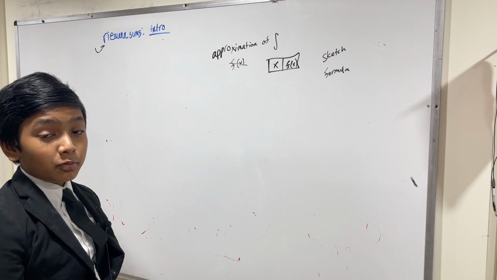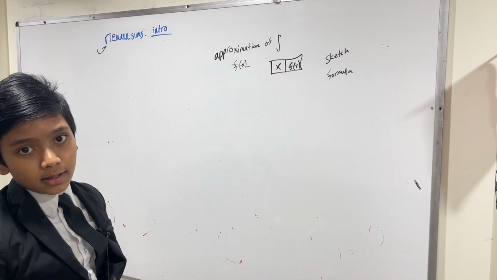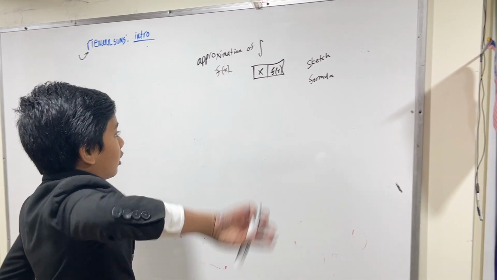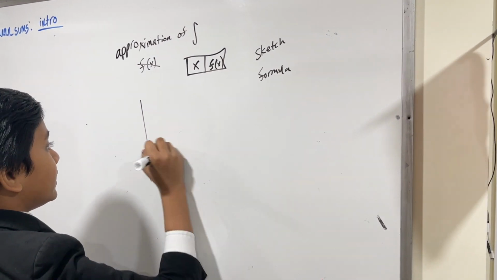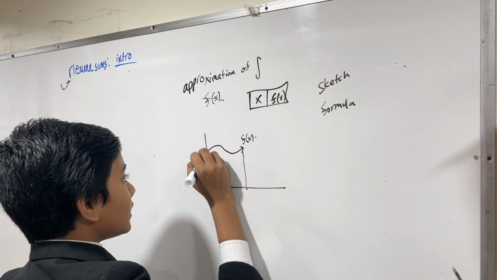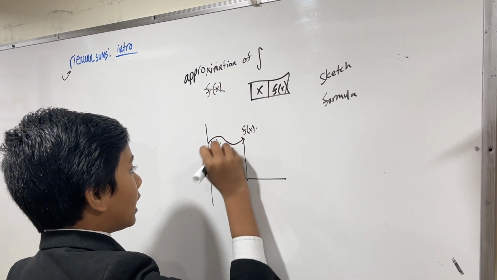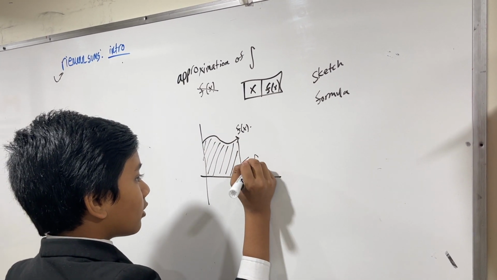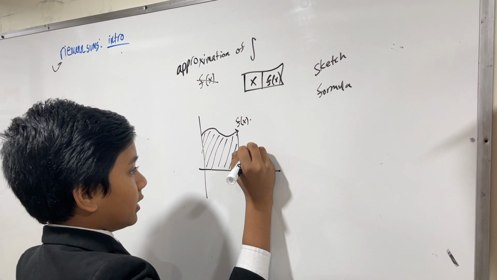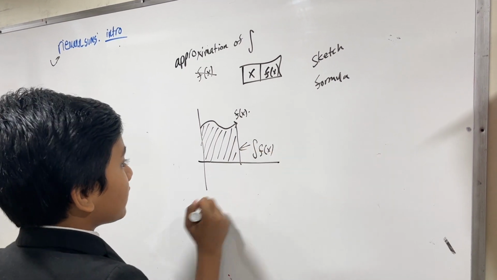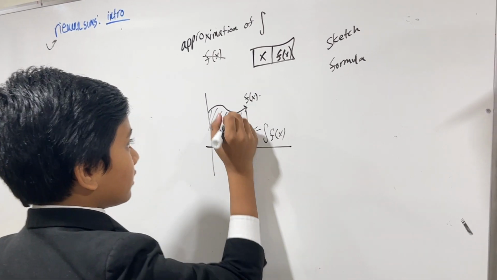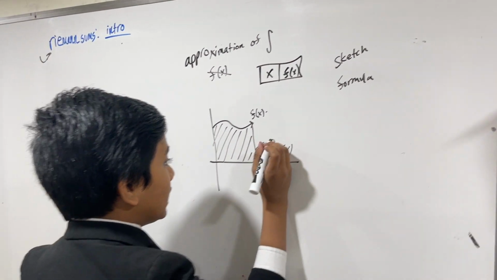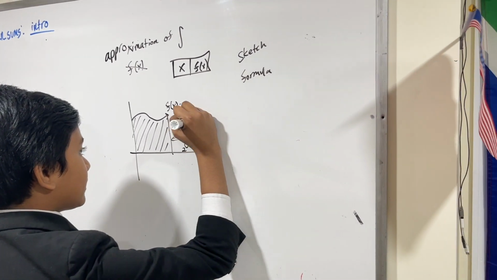Well, if you're here, you probably already know that integrals, or antiderivatives, are known to be the area under the curve. That is the integral of f of x. And this kind of integral is called a definite integral, which has a value.